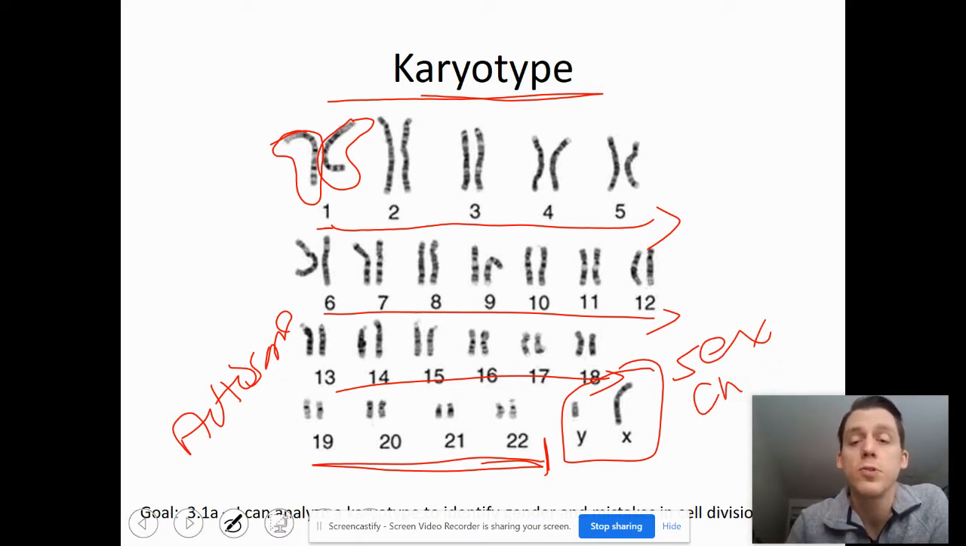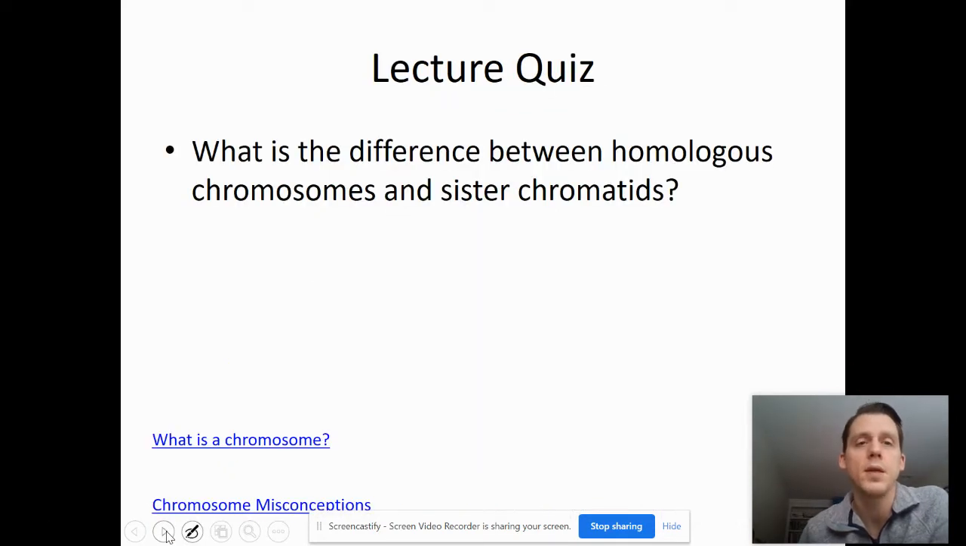And the sex chromosomes can either be an X and an X, or an X and a Y. All right, what is the difference between homologous chromosomes and sister chromatids? Take a moment to answer this very important distinction.